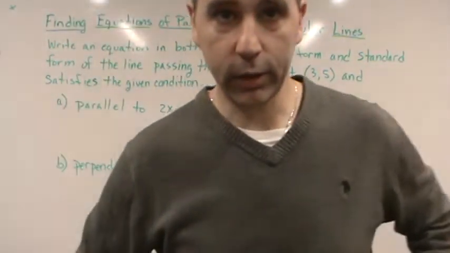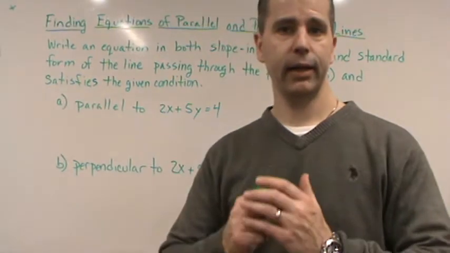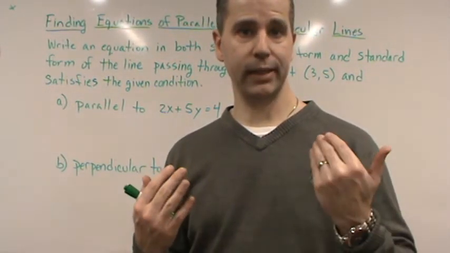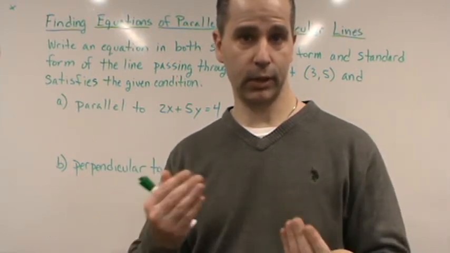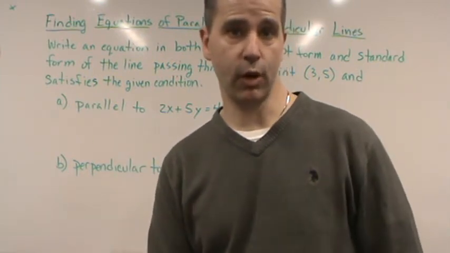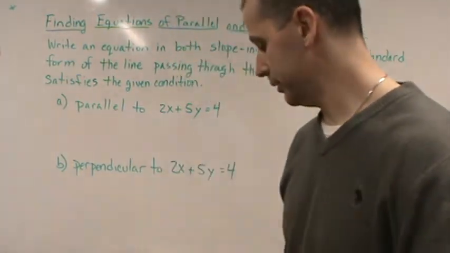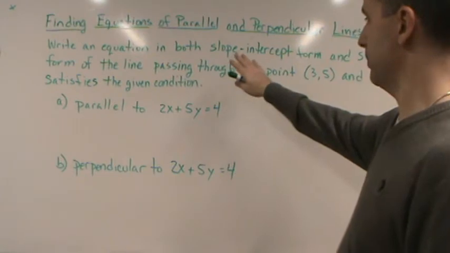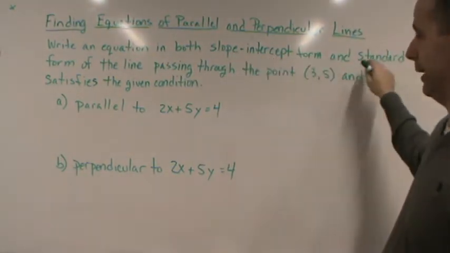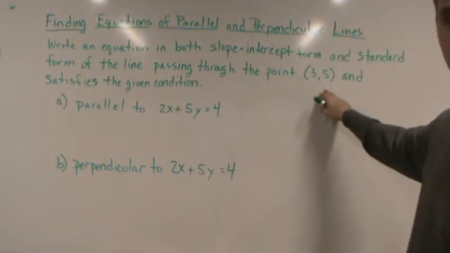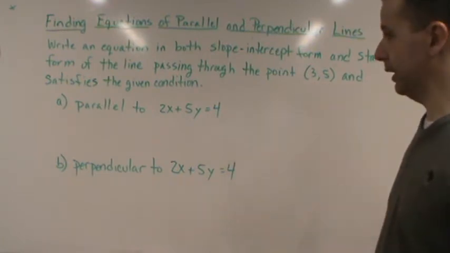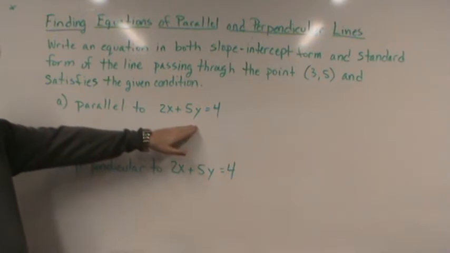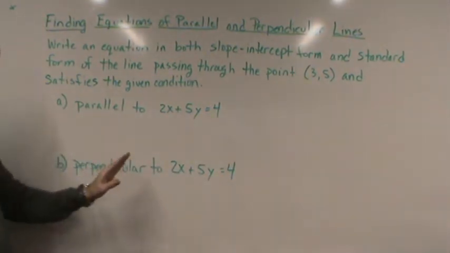Okay, so welcome back. What we're going to do today is an example of how we can use the definitions of perpendicular and parallel lines to solve a problem. We've got this equation, and the problem is: write an equation in both slope-intercept form and standard form that passes through the point (3, 5) and is A, parallel to this line and B, perpendicular to the same line.